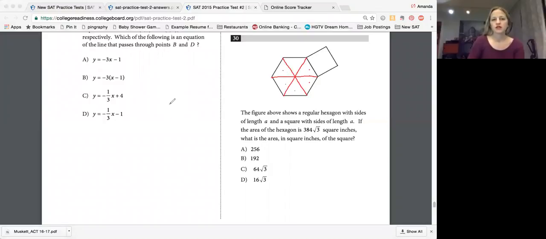So if I take my area, 384 root 3, and I divide by 6, I can find out the area of just one of those triangles. Right, so 6 goes into 38, 6 times, 2 left over, so I'm left with 64 root 3. So that's the area of one triangle. And the reason I'm doing that is because I want to find out what the base of the triangle is, so that way I know what this length of the square is.